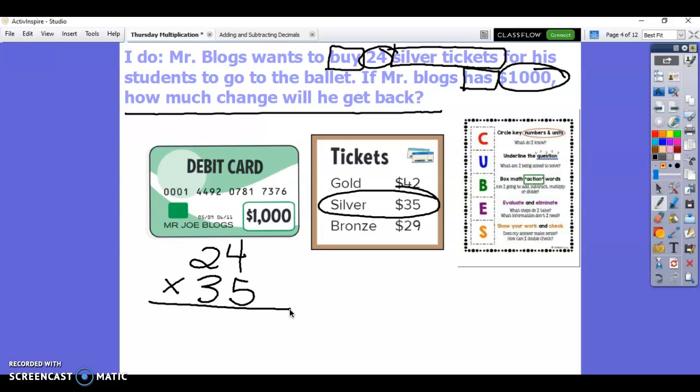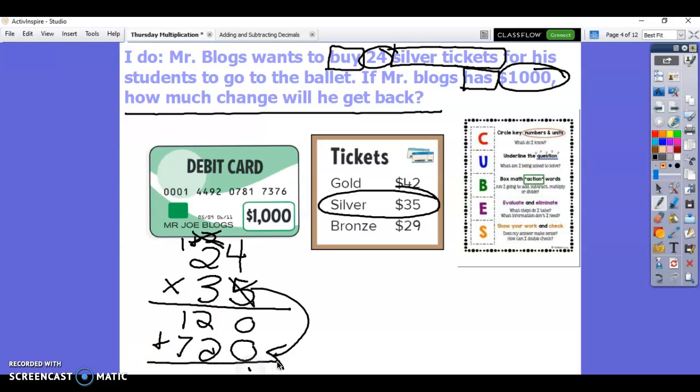So 4 times 5 is 20, plus 2. And then you have 5 times 2, which is 10, plus 2 is 12. Then we have our 0. Then you have 4 times 3, which is 12. Make sure you eliminate that stuff and draw your arrows if you're following along with me. So then we have 4 times 3, which is 12. Carry our 1. 3 times 2 is 6, plus 1 is 7. Once you add those up, you end up with a 0, a 4, and an 8 for $840.